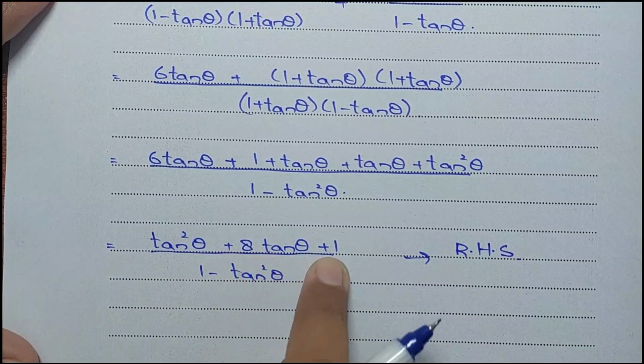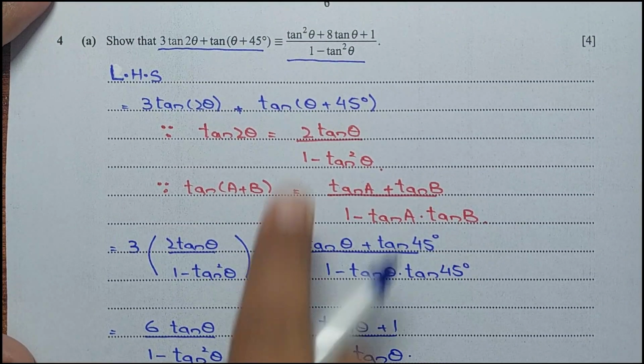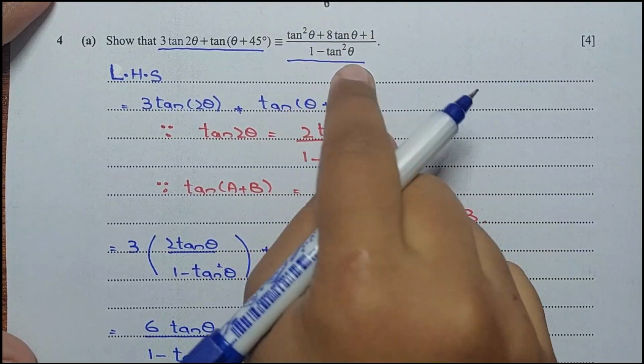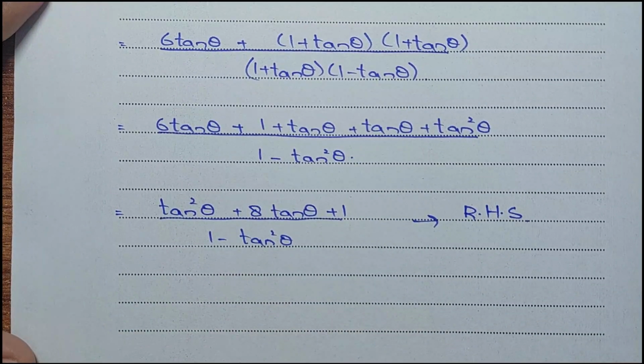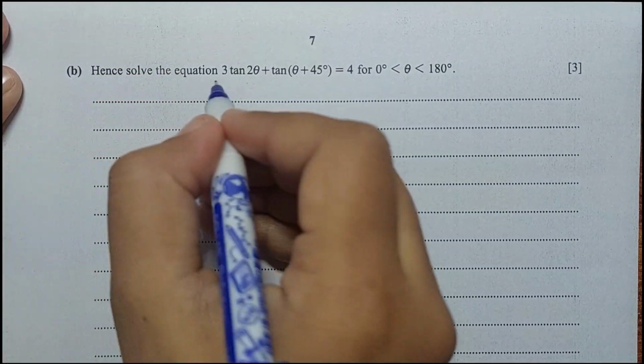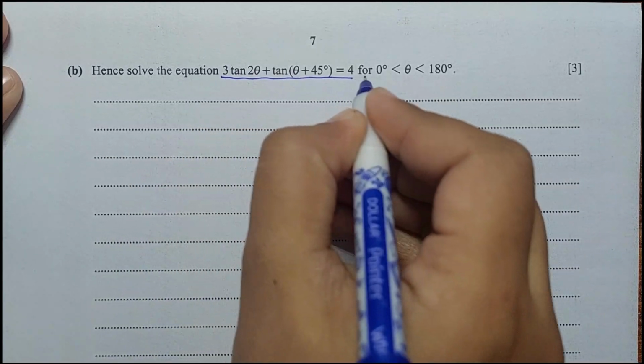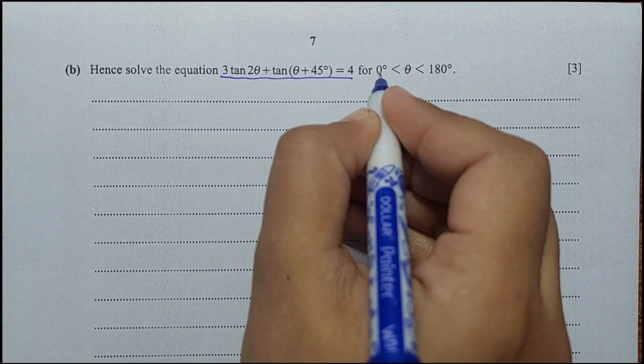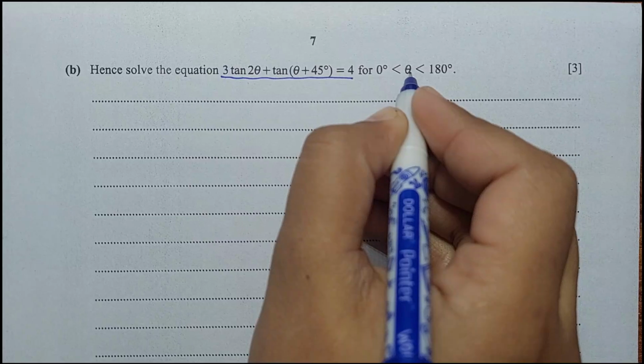Tan square plus 8 tan plus 1 over 1 minus tan square. Right. Now for part B, hence solve the equation. This equation equals to 4 where theta is between 0 to 180 degrees.